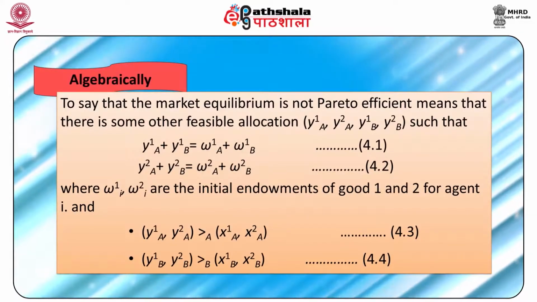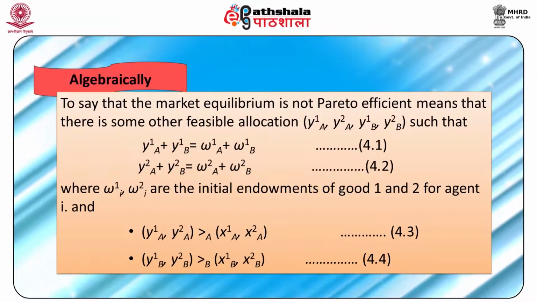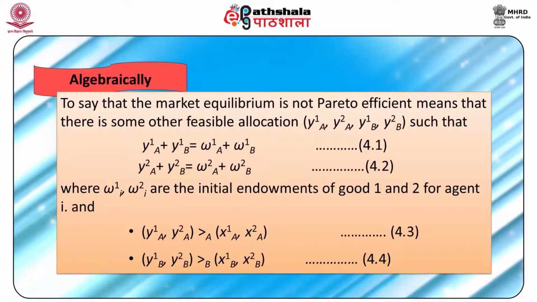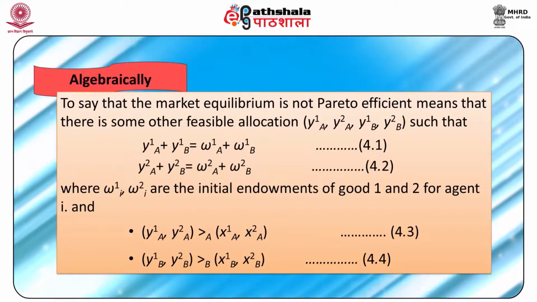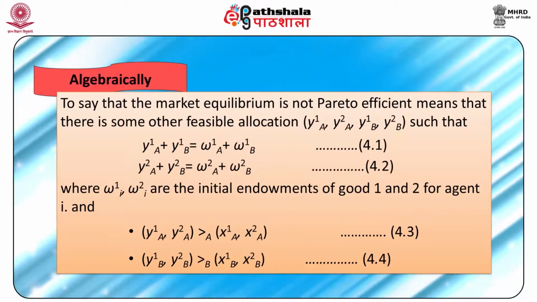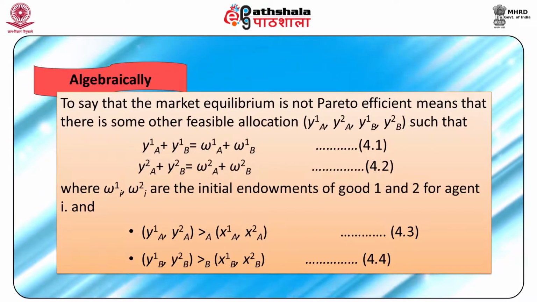This can also be shown algebraically. Suppose that there is a market equilibrium that is not Pareto efficient. Then it can be shown that this assumption leads to a logical contradiction.